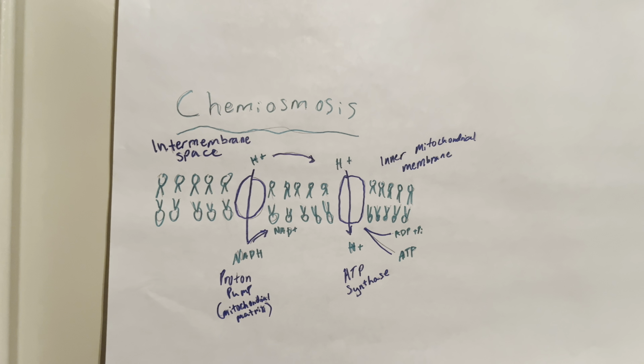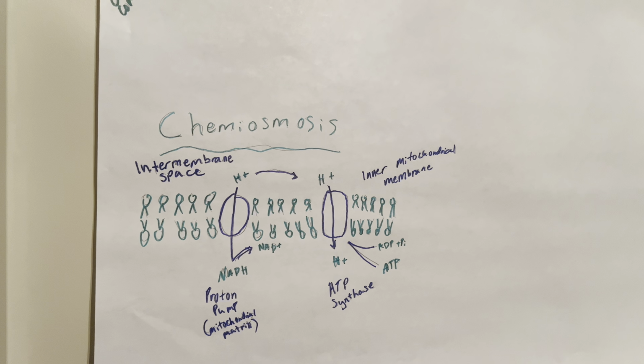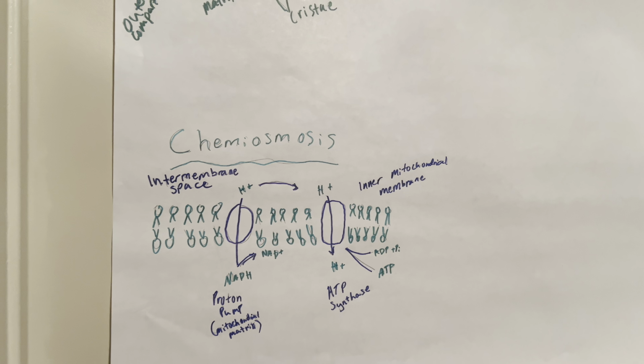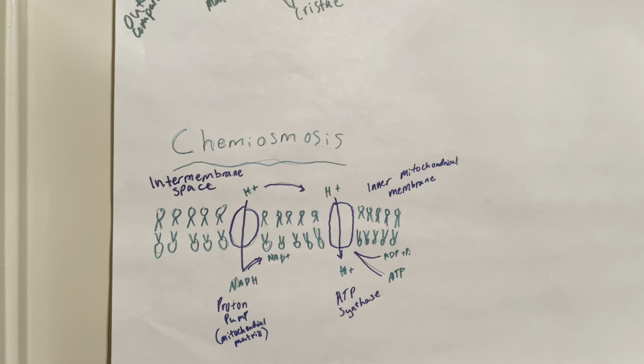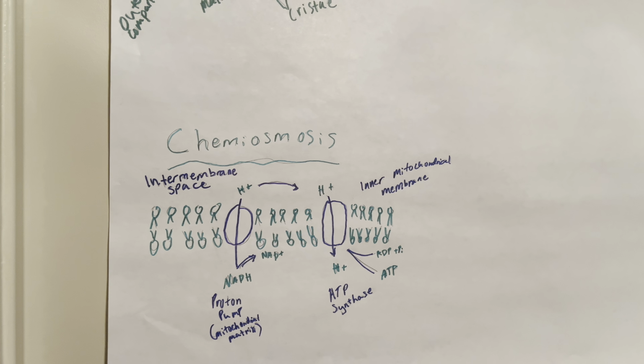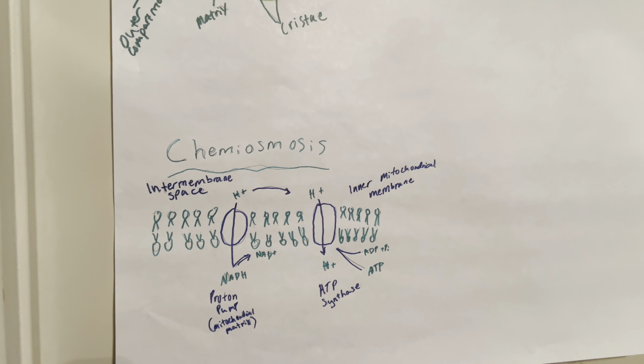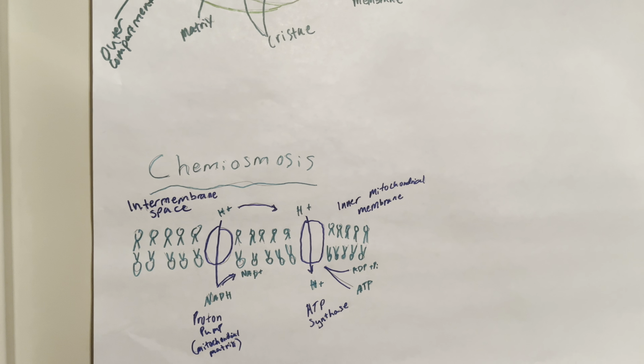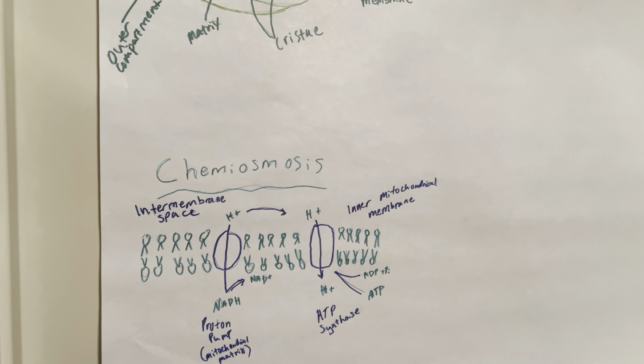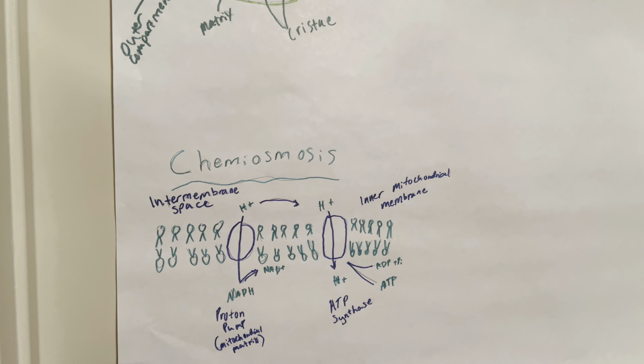Chemiosmosis is the actual production of ATP in cellular respiration. Chemiosmosis involves the pumping of protons through special channels in the membranes of mitochondria, from the inner and outer compartments. It is the movement of ions, especially protons, across the membrane, resulting in an electrochemical gradient that drives ATP synthesis.